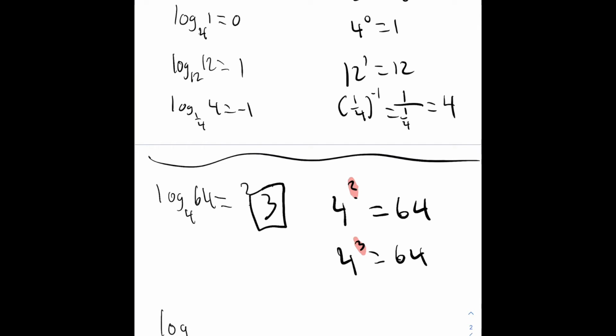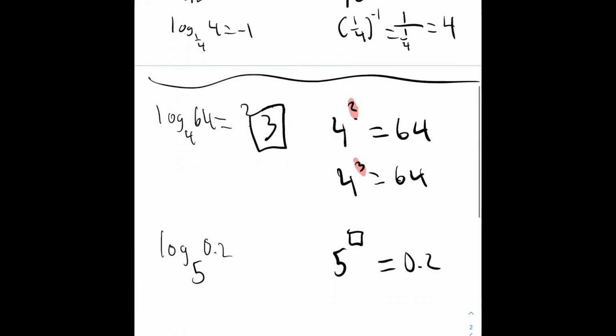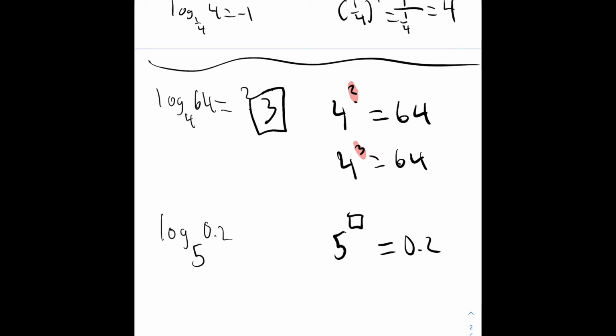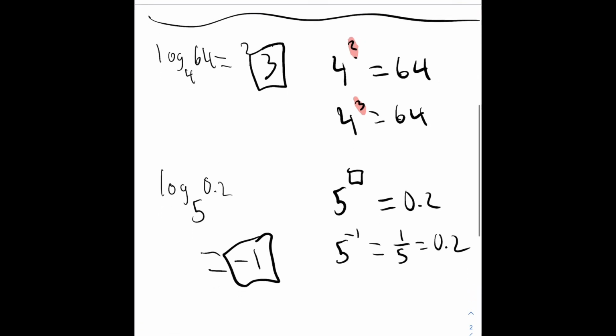Let's say that we have log base 5 of 0.2. And so again, we say 5 to what power? I don't know. 5 to what power is going to give me an answer of 0.2. Well, that's getting smaller, so I know that my answer has to be a negative number. And I believe if we went 5 to the negative first power, that would be like saying it's 1/5, which is the same thing as 0.2. So the answer for this one is -1.